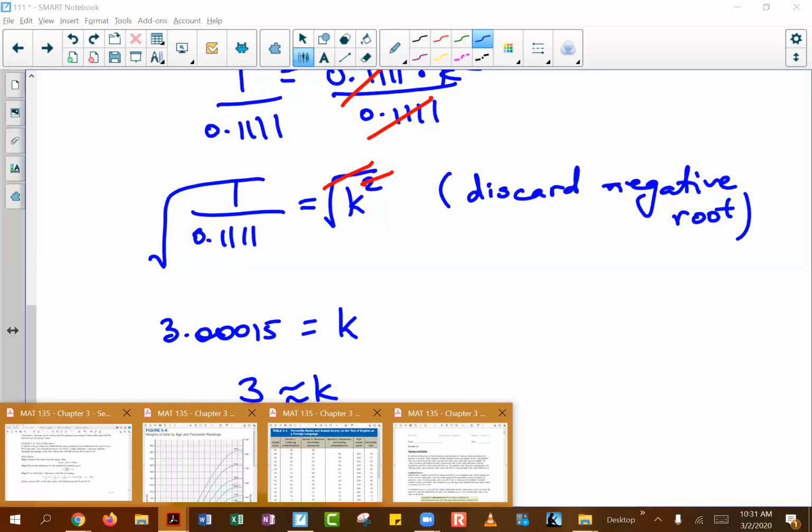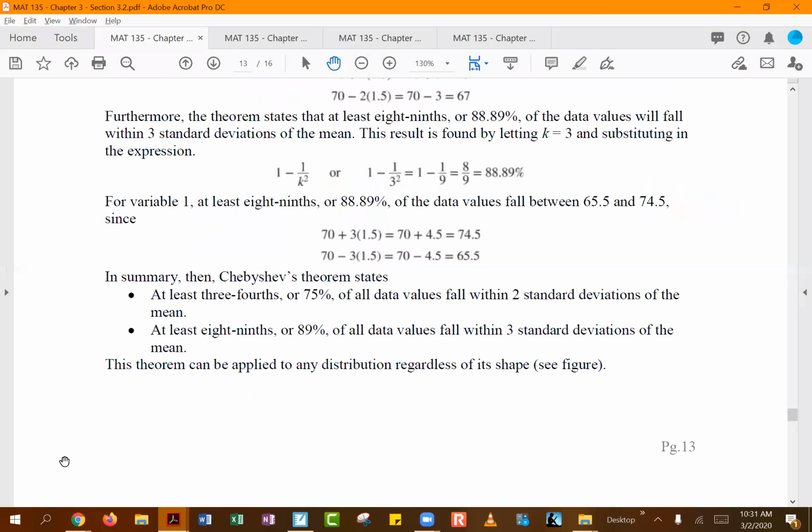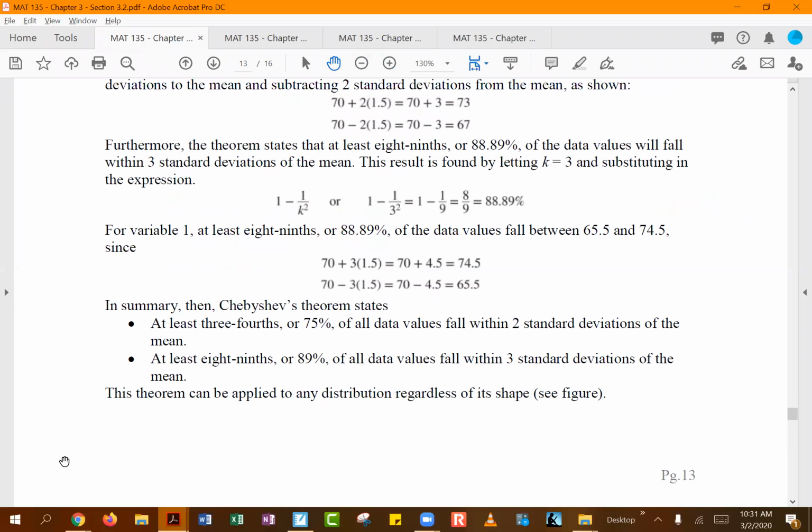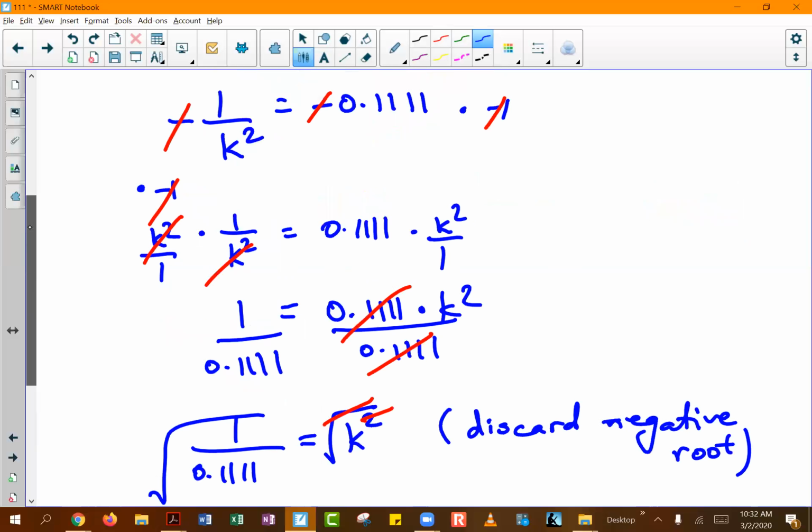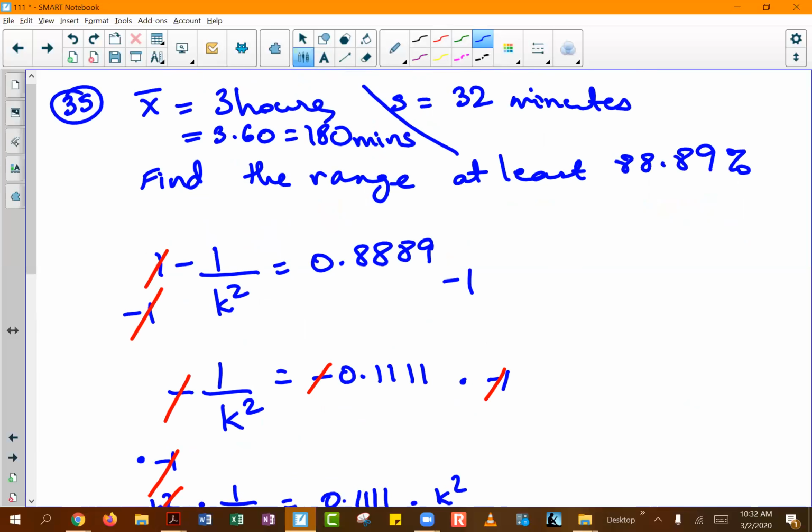Okay, so we went through this calculation for a reason. 88.89%, if you go back and look at your handout, is within 3 standard deviations of your mean. So you could have actually used that. But here's the thing. What if they had given you a different number from 75 and 88.89? What if they said find within 82%, or at least 82%? Then what would you do? So you would actually need to go through this calculation. So for 75, you use your k value as 2. For 88.89, you use your k value as 3. But if they give you a number outside of that for Chebyshev, this is going to have to be your process to find that k value.